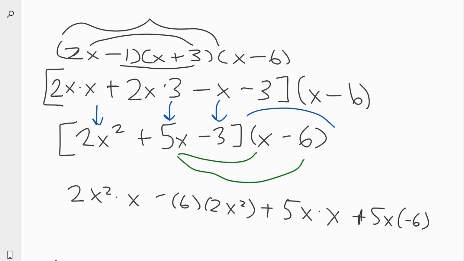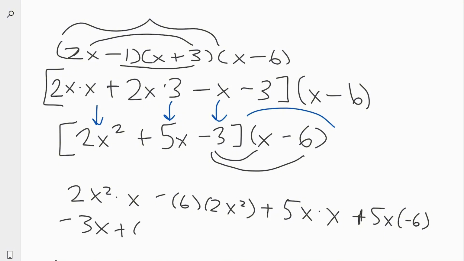And lastly, we're going to do -3. And we're going to add -3 times x, and then -3 times -6. So that's just going to be minus 3x plus -3 times -6. Now that's a lot to work out, and I'm going to give myself more space.